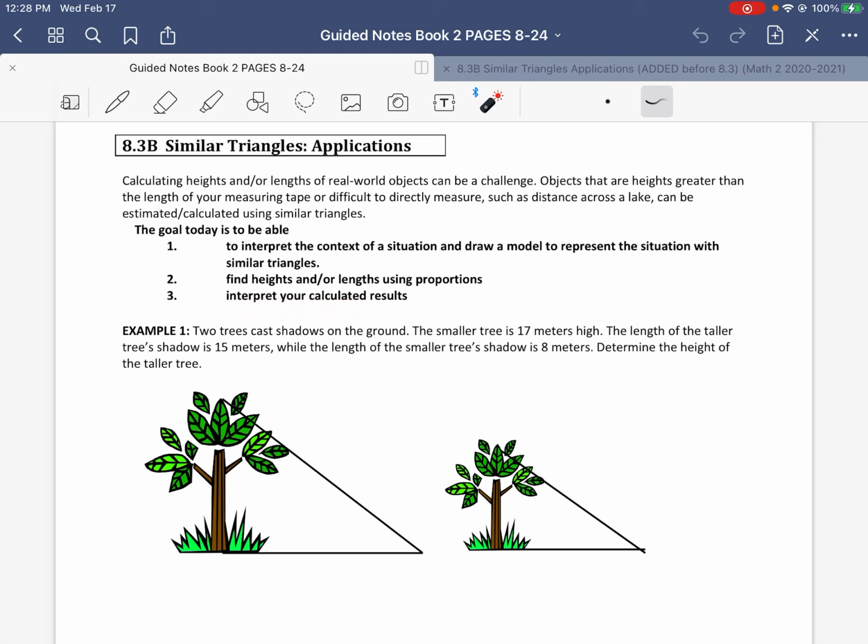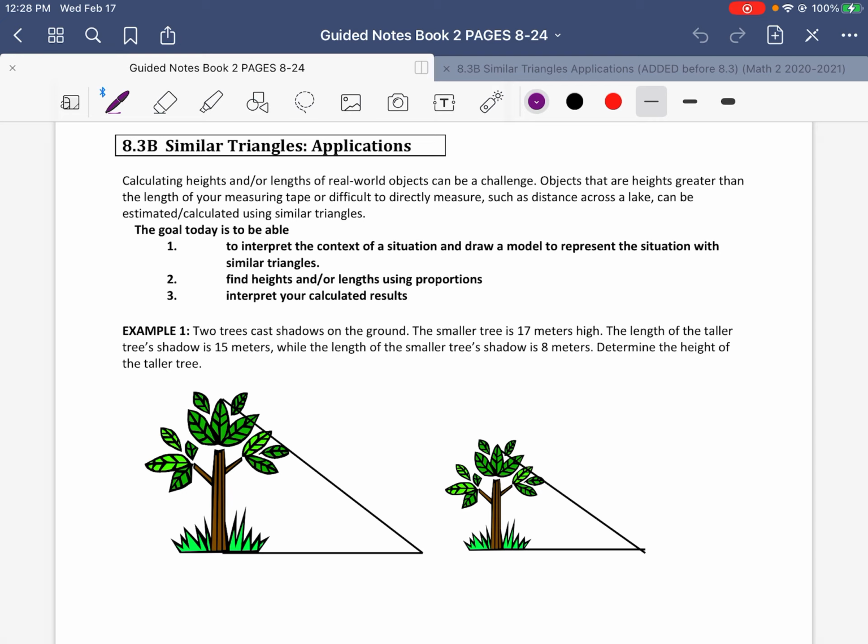So here's a diagram that's already drawn for us. We're just going to label the parts. It says 2 trees cast shadows on the ground. The smaller tree is 17 meters high. The length of the taller tree's shadow is 15 meters, while the length of the smaller tree's shadow is 8 meters. Determine the height of the taller tree.